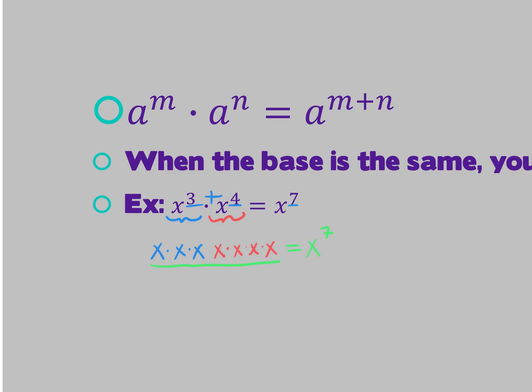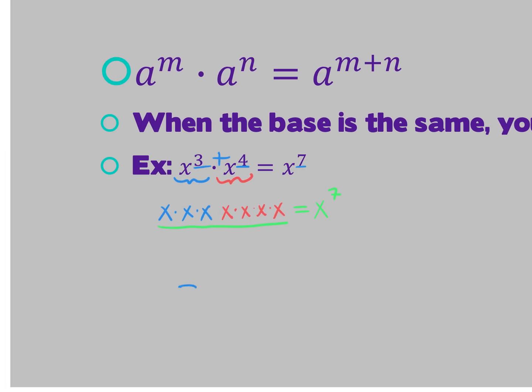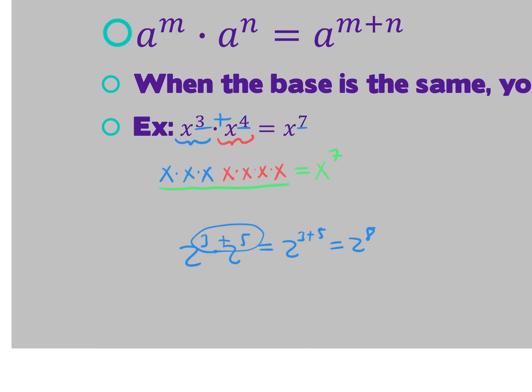All right, and this is the case for anything. Like maybe if I had a number like 2 to the power of 3 times 2 to the power of 5. Once again, I can just go ahead and add those exponents. So this is 2 to the 3 plus 5, so 2 to the 8th. And your exponent can be anything as long as the base is the same.